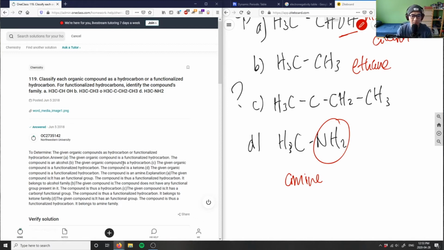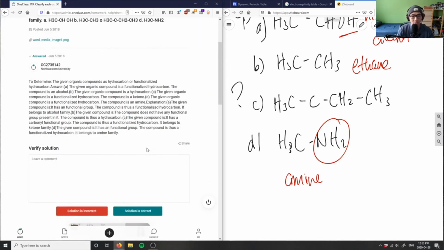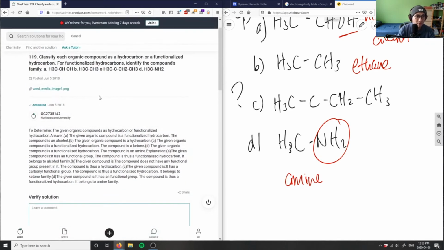B here is a hydrocarbon. C, they said it was a ketone, so I guess this O here means it was a C double bond O. I just don't know where the O belongs to. It could be an aldehyde because it would have been in the first carbon here. So I don't know if it's actually a ketone, but it is a functionalized hydrocarbon. And then D is an amine. Good. So I'm gonna say the solution is, they have a picture here.